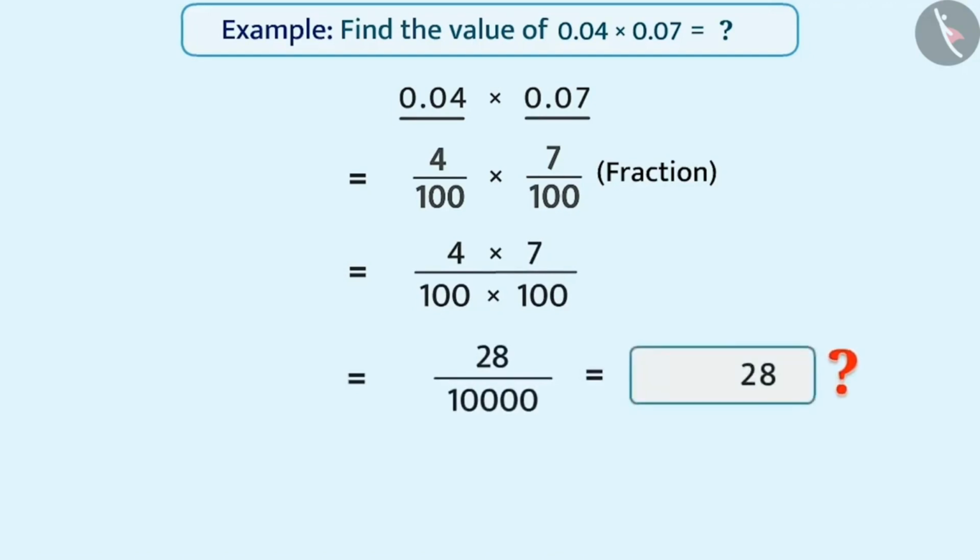Now think, where should we place the decimal point? Think for a while. Let me explain this. In 10,000, there are total 4 digits after 1. So we will place the decimal point in the numerator, counting 4 places from the right. Since 2 places are empty here, we will keep placeholder 0 at these places. Similarly, since the units place is also empty, we will place 0 here too.